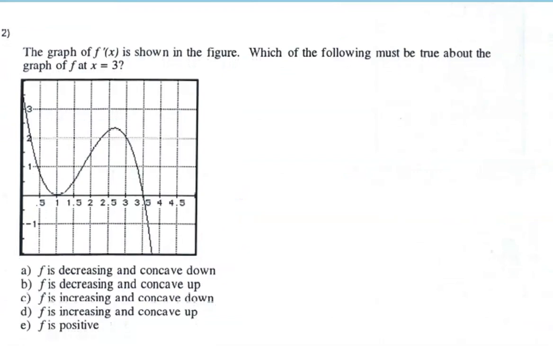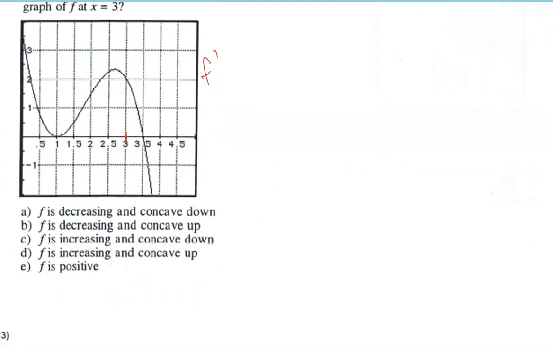For number 2, the graph of f prime is shown. So again, we're looking at a derivative. We want to know what must be true about the graph of f at 3. So something about what's happening here. First of all, just looking at these answers, I'm going to go ahead and eliminate that last one.